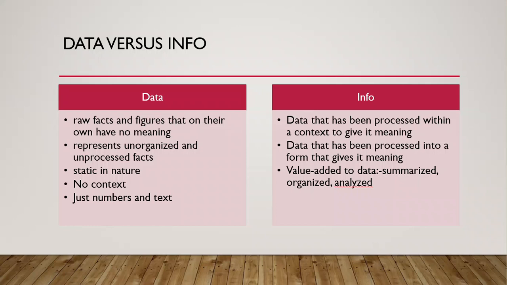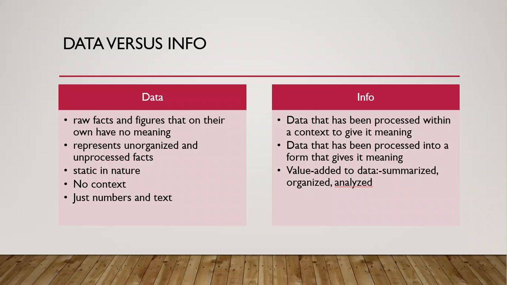Data can be defined as raw facts and figures that on their own have no meaning, representing unorganized and unprocessed facts, static in nature, no context, just numbers and text. While for info, it is data that has been processed within a context to give it meaning, processed into a form that gives it meaning, with value added to data: summarized, organized, analyzed.